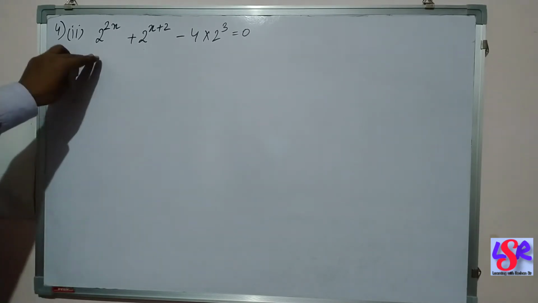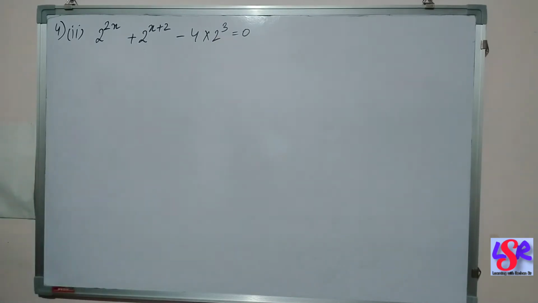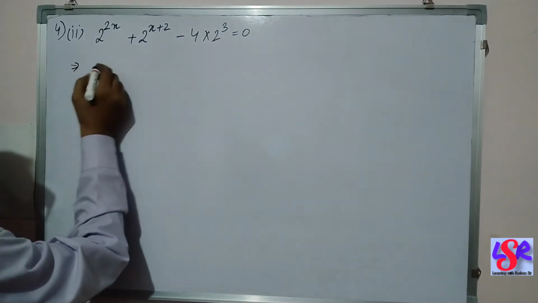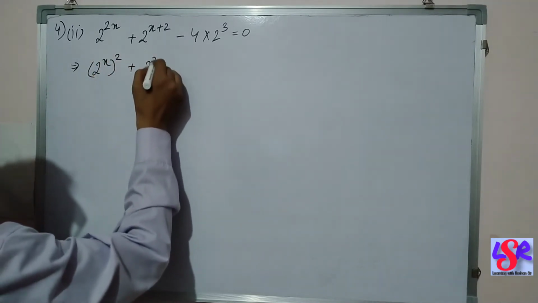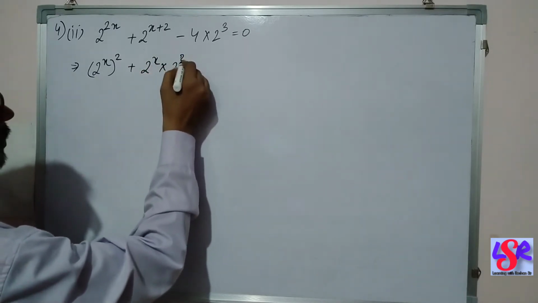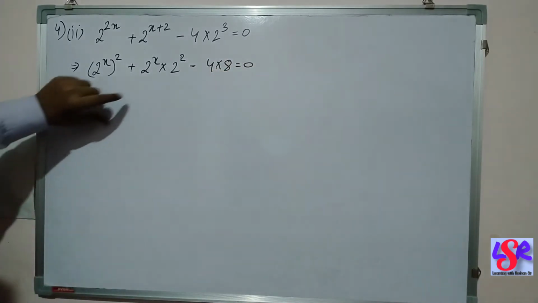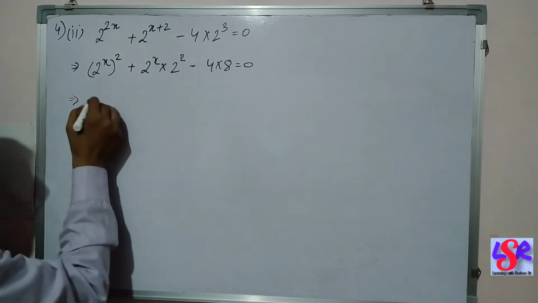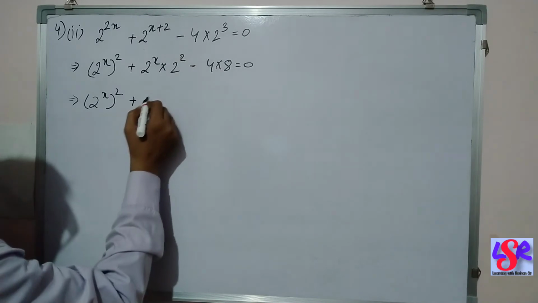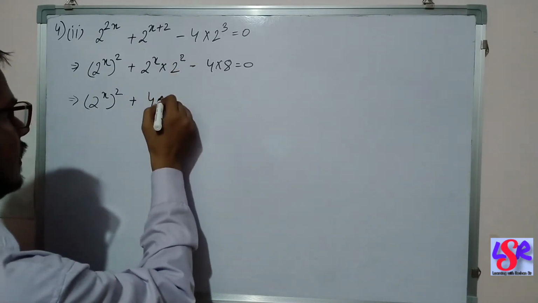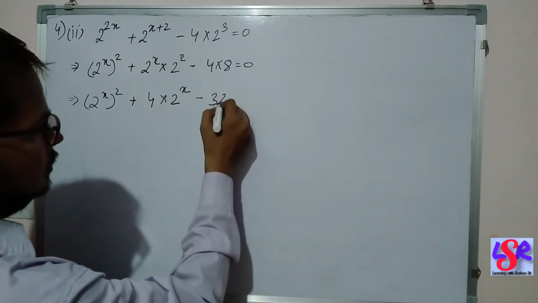Here we are having 2 to the power 2x plus 2 to the power x plus 2 minus 4 into 2 to the power 3 equals to 0. Now we are going to rearrange this one again, and this will be (2 to the power x) whole to the power 2 plus 2 to the power x into 2 to the power 2 minus 4 into 8 equals to 0. Now we can solve this one, and it will be (2 to the power x) whole to the power 2 plus 2 to the power 2, which is 4, into 2 to the power x minus 4 into 8, that is 32 equals to 0.